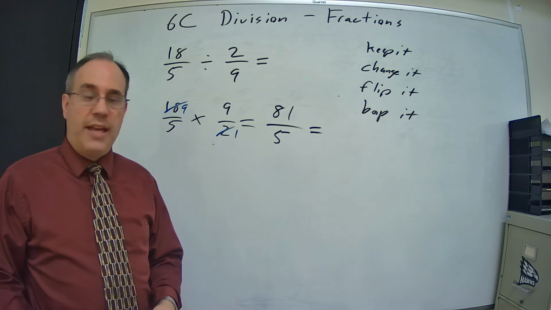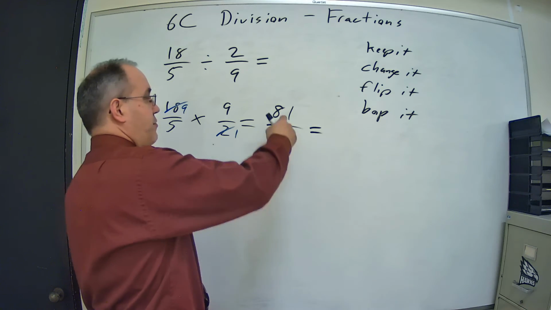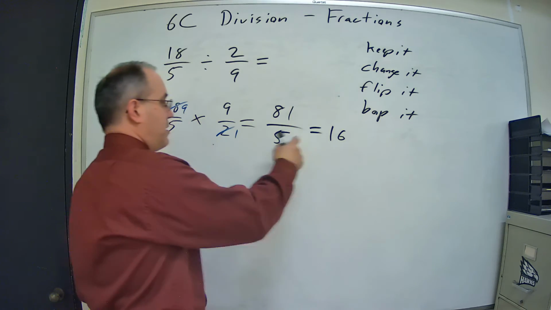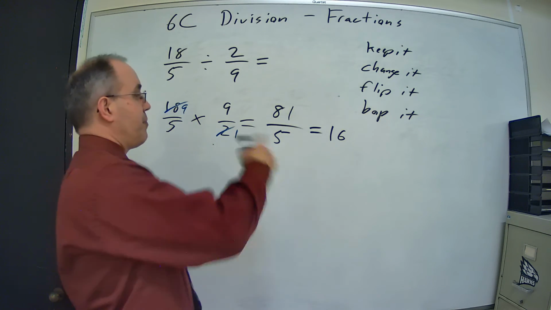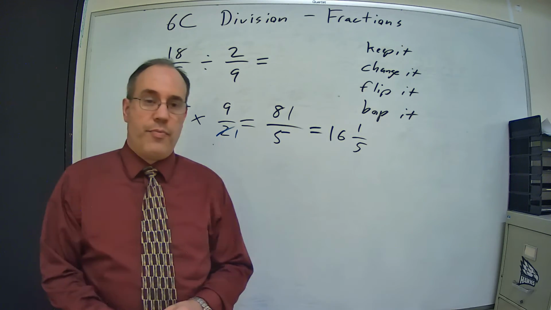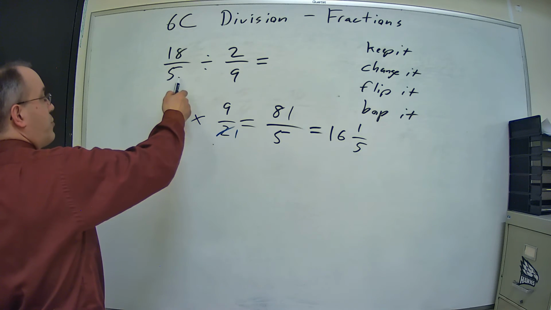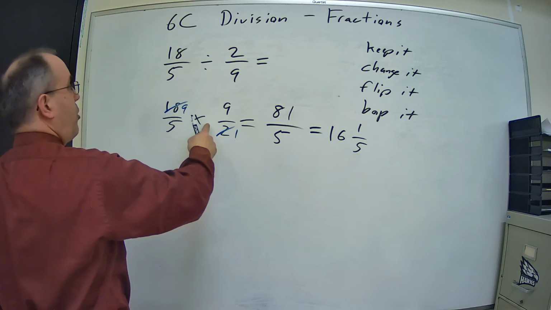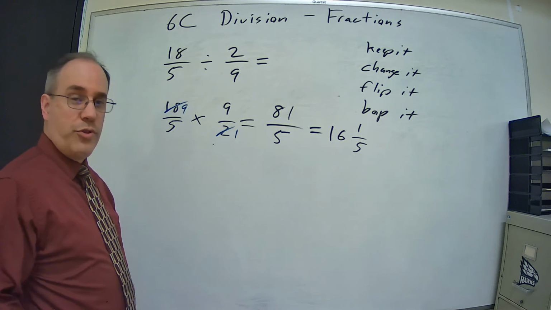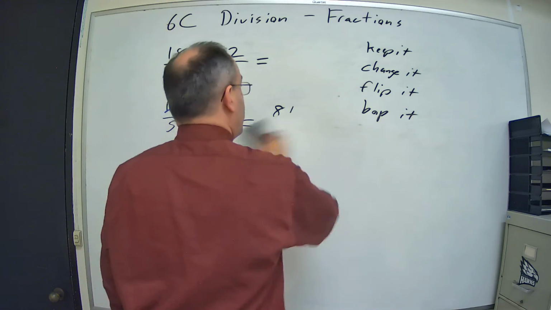81/5, well, we can turn that into a mixed number by dividing it. So how many times does 5 go into 80? It goes in 16 times. 16 times 5 is 80, leaving us with 1/5. Well, let's do another one just to make sure we got this process down, but that's it. Keep the first fraction as it is, change division to multiplication, flip the second fraction, multiply using the rules you would for multiplication, and simplify. Keep it, change it, flip it, bop it.